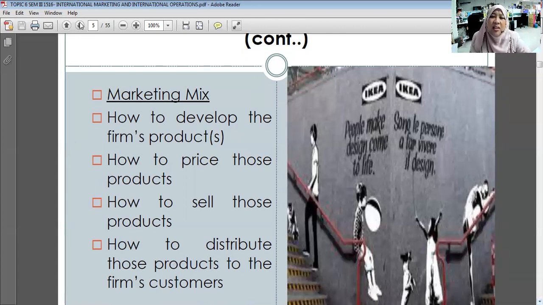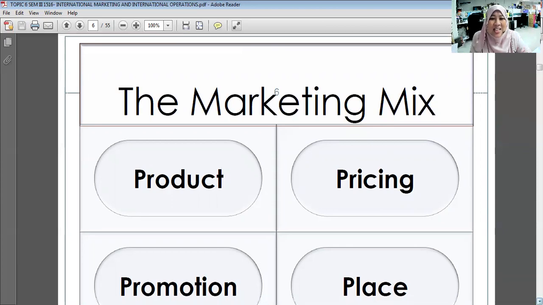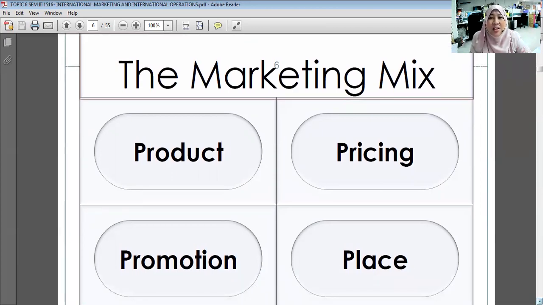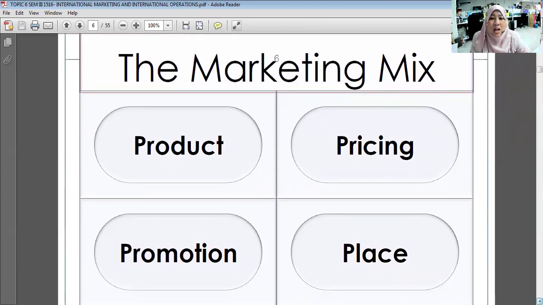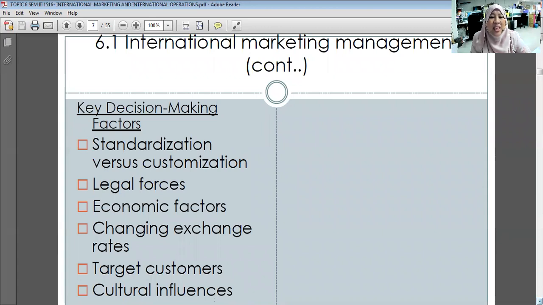I think that was quite lengthy for my explanation on that, because actually you have known it. You have learned it from other classes. So this is the marketing mix: we have products, pricing, promotion, and place. I already gave some lengthy explanation just now. So these are the key decision making factors.